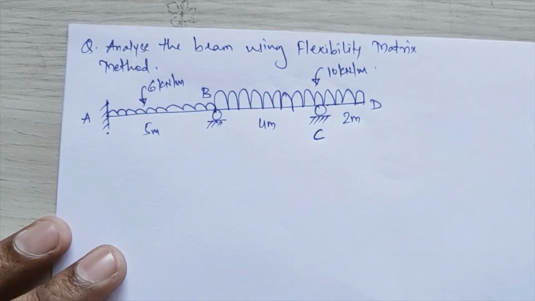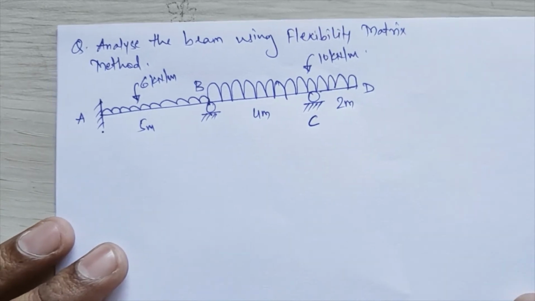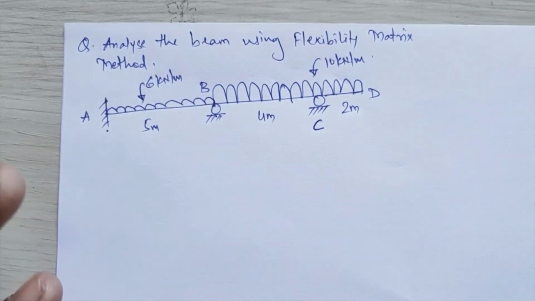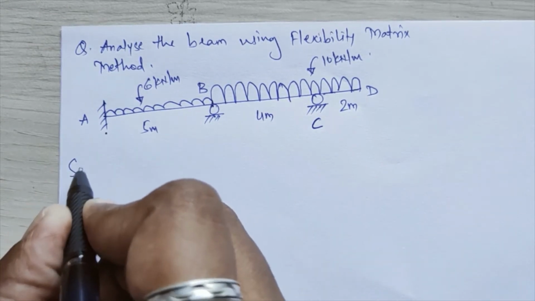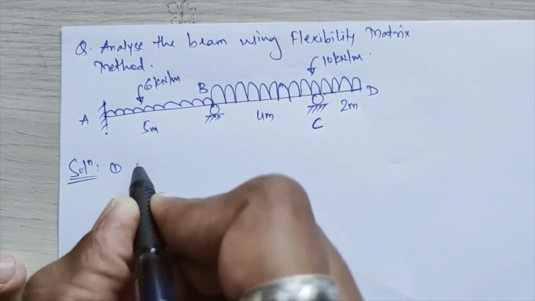So how do we have to consider this? EI value is constant for this. That is not given, so we'll assume that EI will be constant. So we'll start with the solution by first calculating DS values.